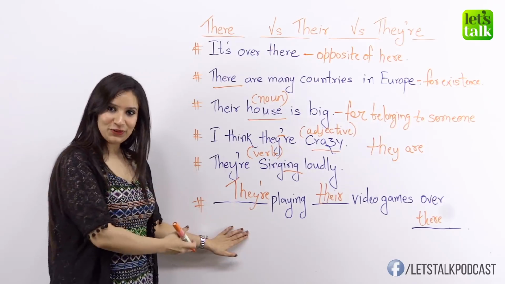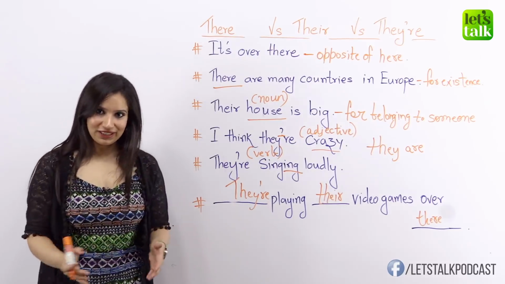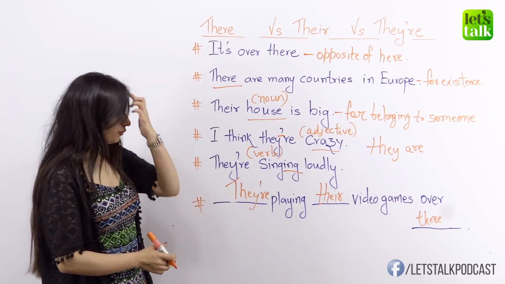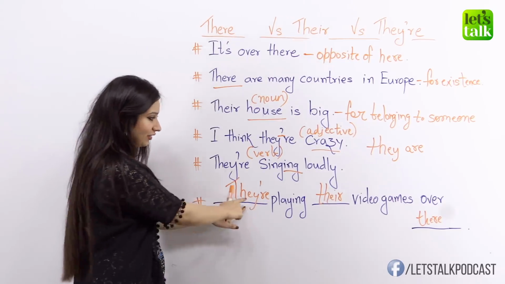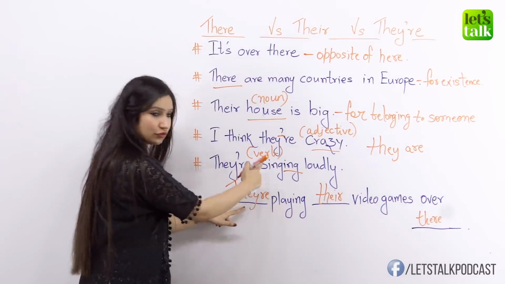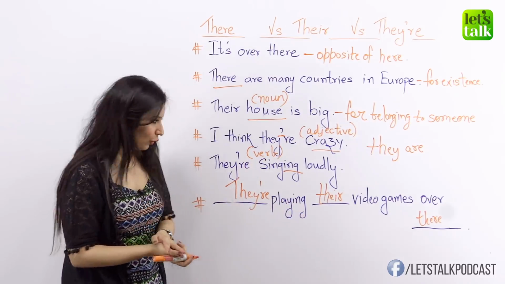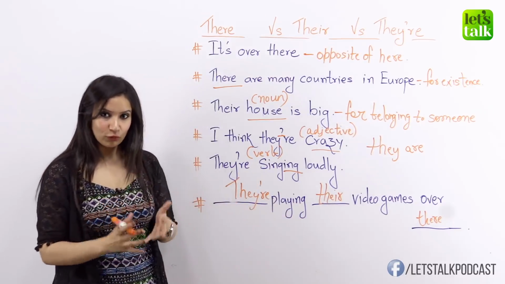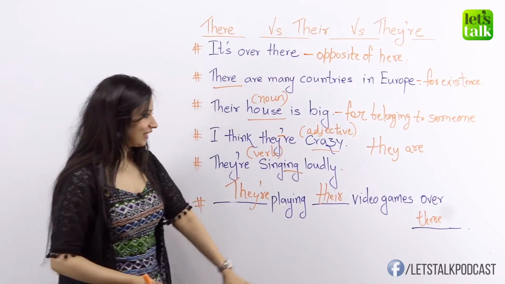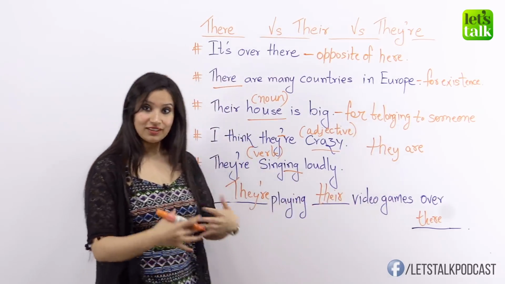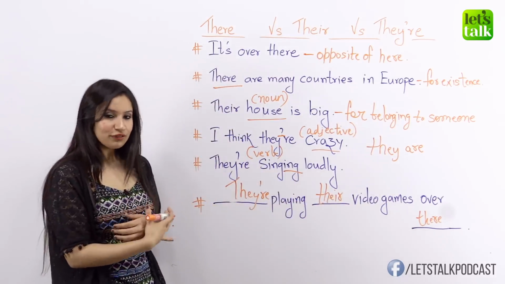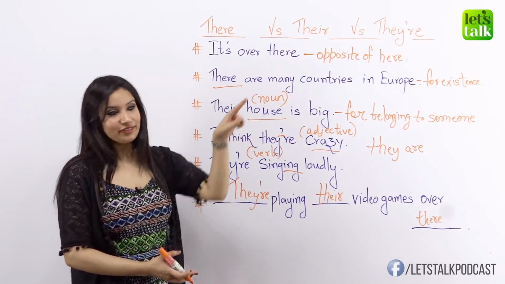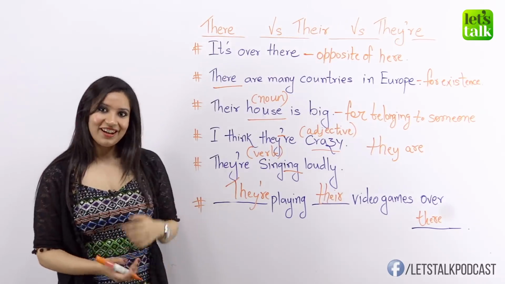So do you have the same answers or do you have any different answers? We have the word they're, this contraction, because as I shared with you, this contraction is usually used with a verb in the ing form, and their video games because the video games belong to the boys or the girls over there, which means they are not here, and the opposite of here is there, and the group of people playing video games are there, they are not here.